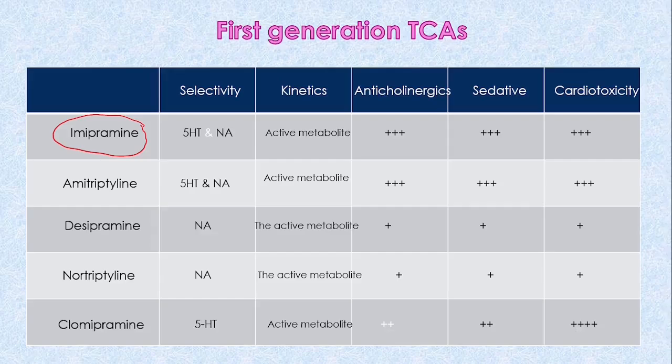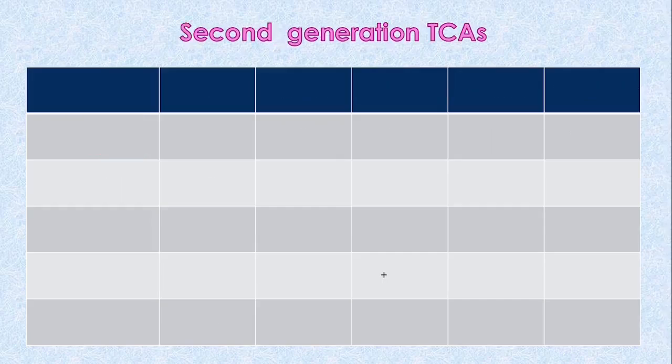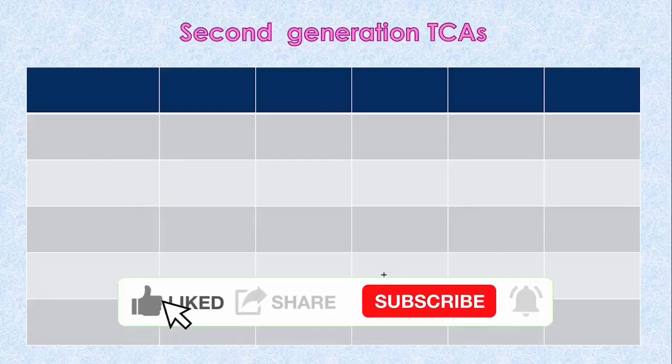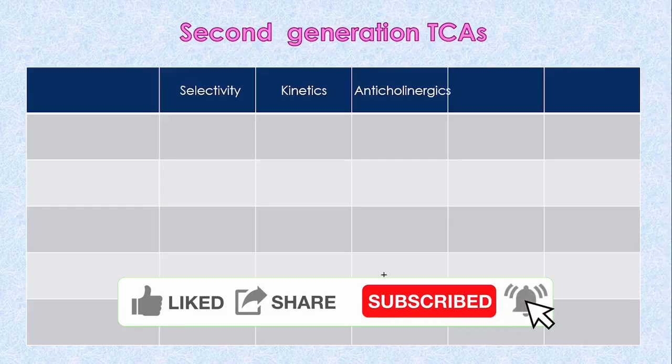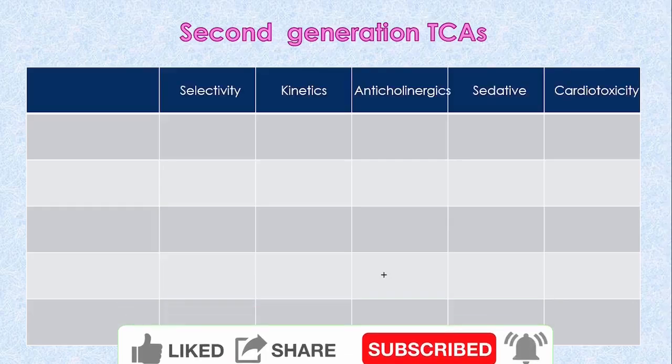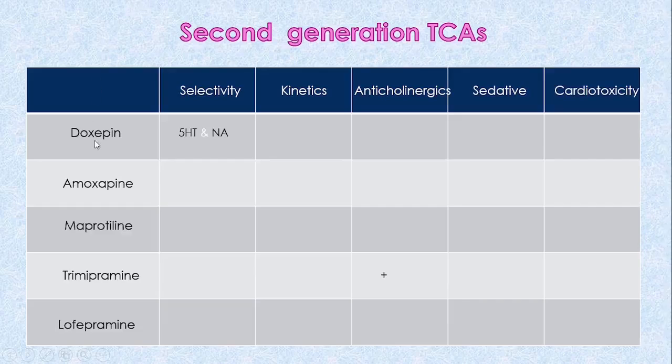After that, many drugs were introduced which are known as the second generation tricyclic antidepressants, in the hope that this group of drugs would have less dangerous side effects. The very first introduced was doxepin. Doxepin is famous. It is non-selective in blocking; it blocks both 5-hydroxytryptamine and noradrenaline.